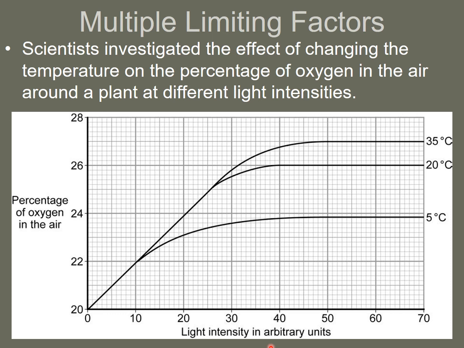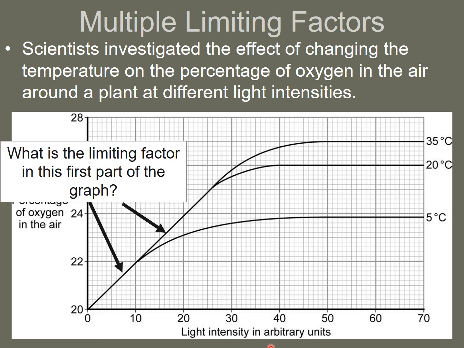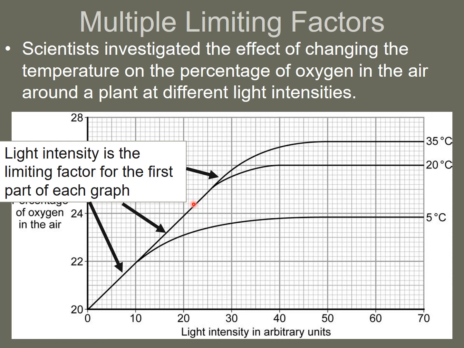So question wise, same thing as we had with the last graph. We have two parts of the graph that we're interested in. We've got this part where we've got a positive gradient, so this first part of the graph, and for all three of these graphs it slopes off, it levels off a little bit earlier for the first few lines, but we have this portion all the way up here where we can definitely identify what the limiting factor is. And of course, if we're changing the light intensity and it is increasing the rate of photosynthesis, then light intensity must be the limiting factor.